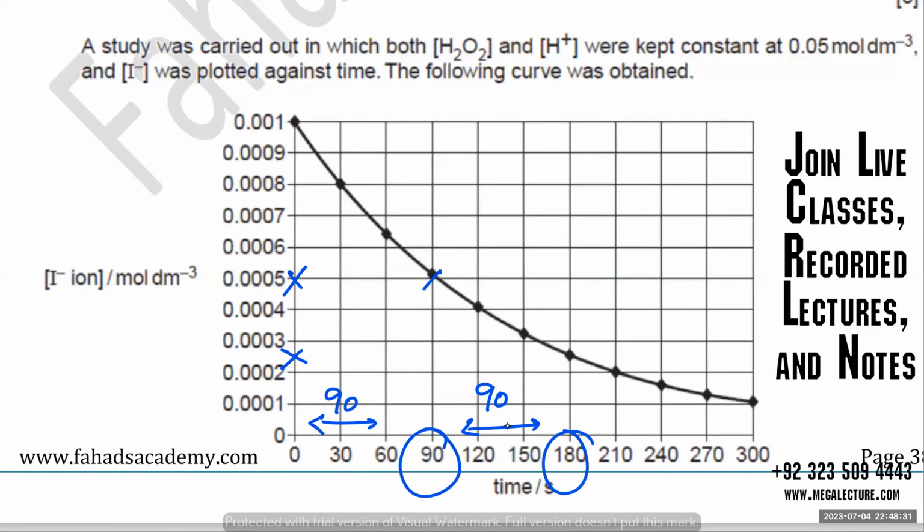When you have a constant half-life, that means it's order 1. When the half-life doubles, it's order 2. And when it's a straight line, the rate is not changing with respect to time, so the reactant has no effect on the rate, and it's order 0. Okay, clear?